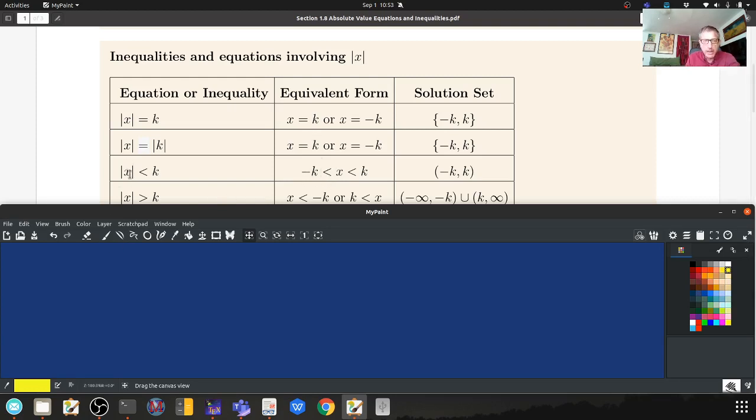So this inequality right here is equivalent to stating that x is between minus k and k, and its solution set in interval form. Notice these are curly braces, those denote a set. These are open interval symbols. So this is an interval. This contains exactly two numbers.